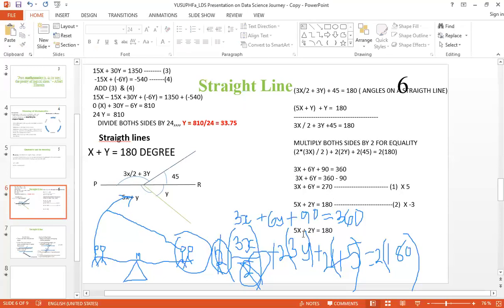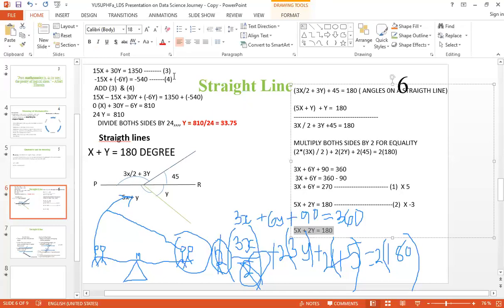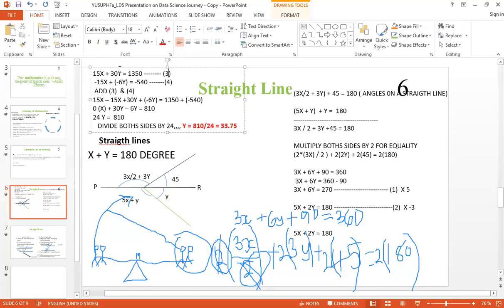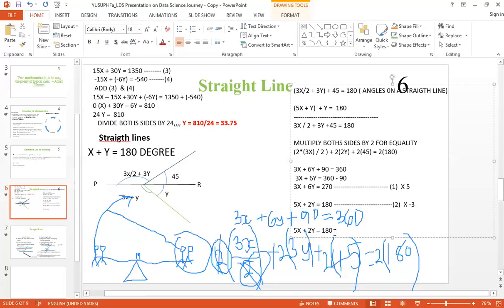You may come here to make your substitution. It depends on your choice. But it's better to use the one that has a very low value. Let's pick this 5x plus 2.